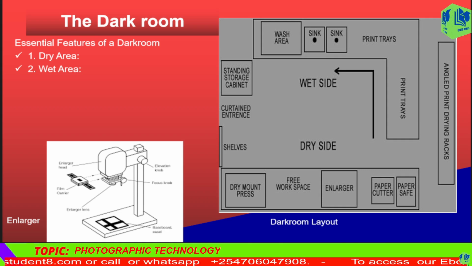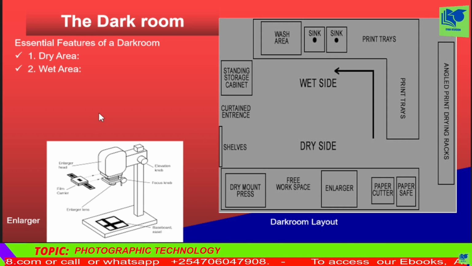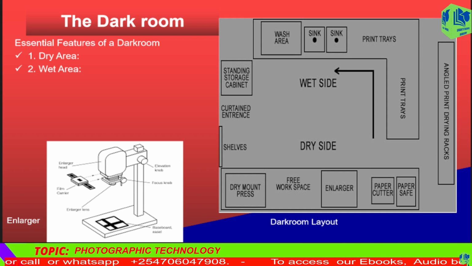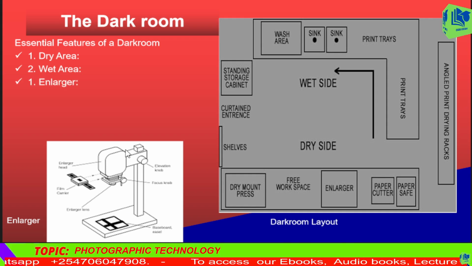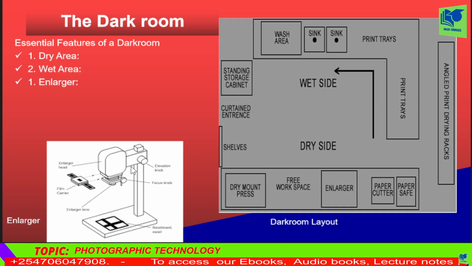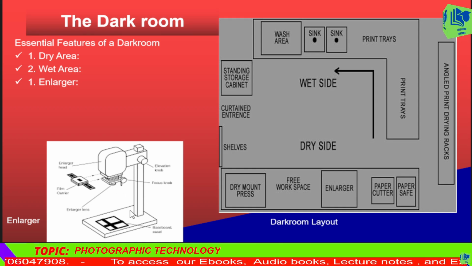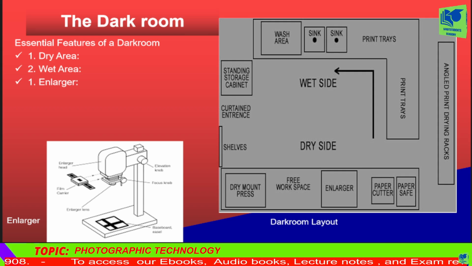Basic equipment and their functions. A well-equipped darkroom includes several key pieces of equipment. 1. Enlarger. An optical device that projects light through a negative onto photographic paper, allowing the creation of enlarged prints. It enables precise control over focus, exposure time, and image size.